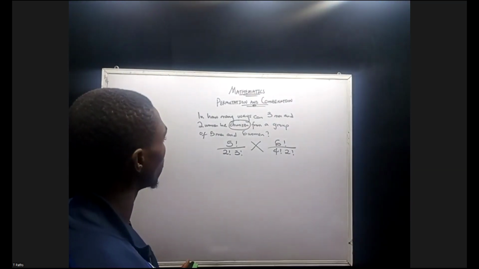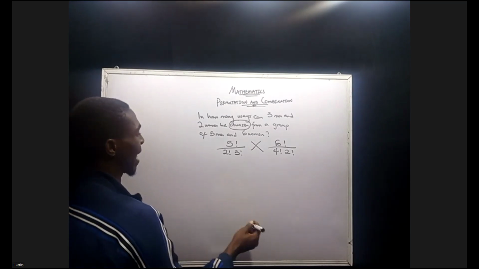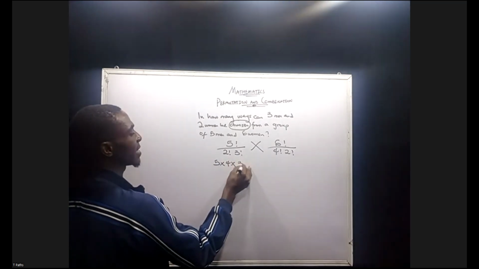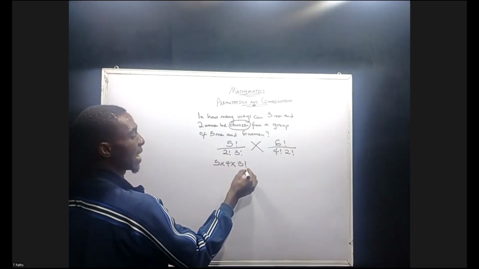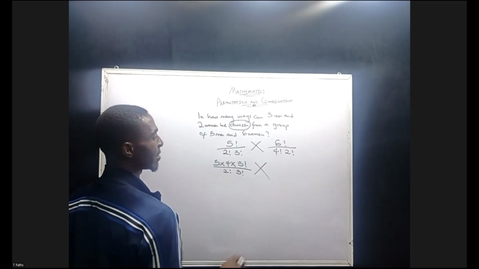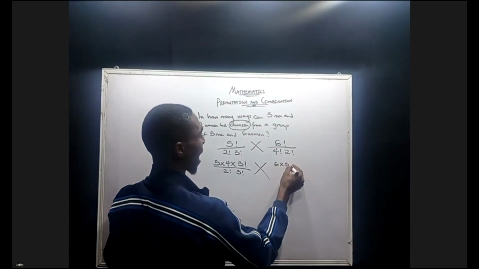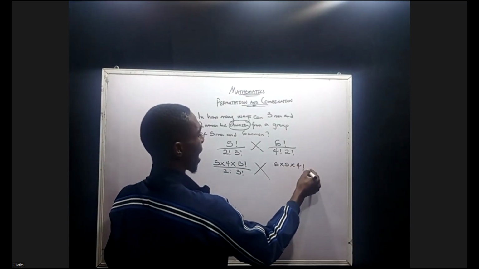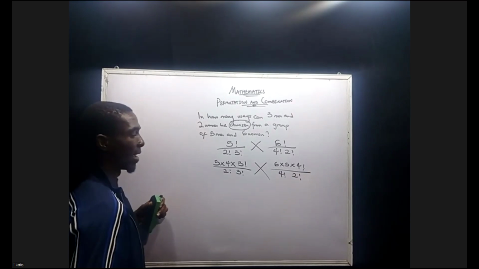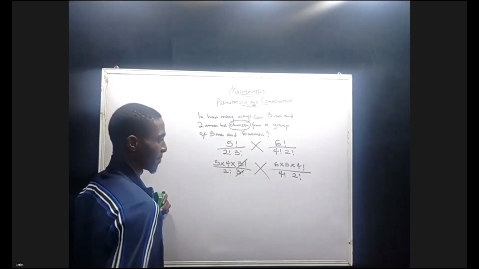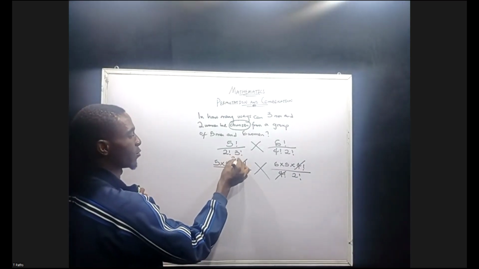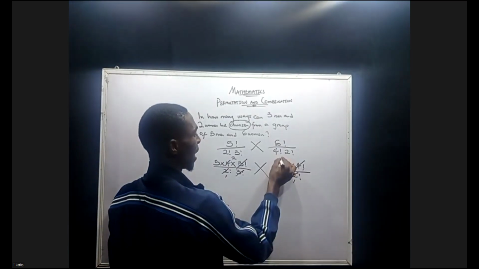Now, the shortcut method we use in permutation, let's try that here also. 5 times 4 times 3 factorial, where 3 factorial is the biggest denominator here, so you end it there, over 2 factorial, 3 factorial. And 6 times 5 times 4 factorial, where 4 factorial is the biggest denominator here, so you end it there, over 4 factorial, 2 factorial. So here, 3 factorial cancels this 3 factorial, and 4 factorial cancels this 4 factorial. So we are left with 2 over 1, 2 over 2, 2 over 1, 2 over 3.